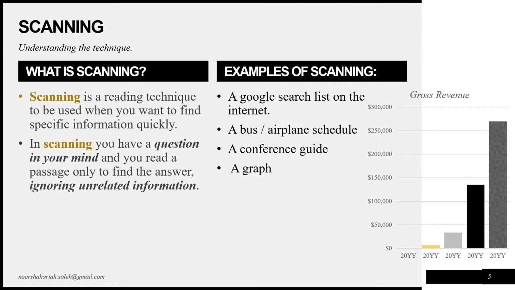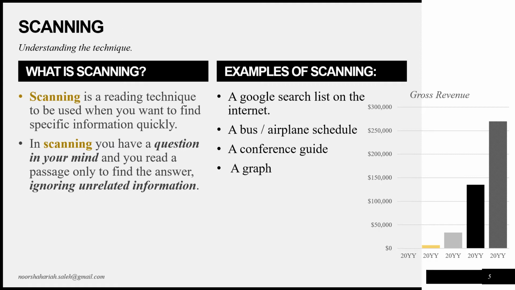Now, examples of scanning will be a Google search list on the internet. When you look for information, you type a specific topic, and the Google search engine will give you the list of the content according to what you are asking for.